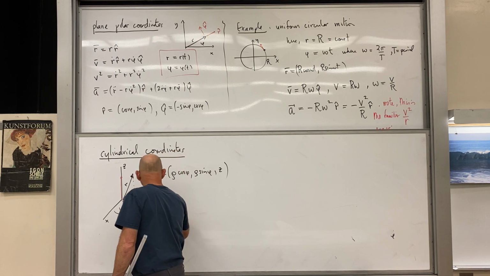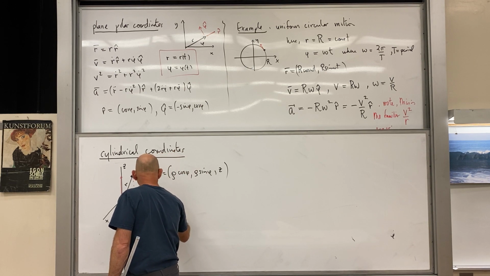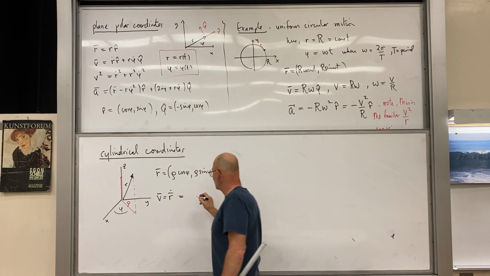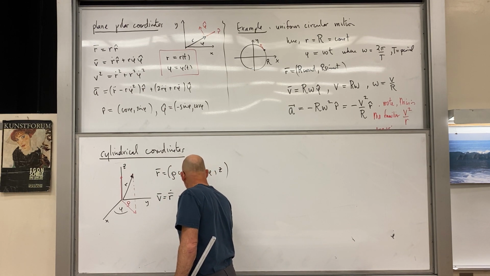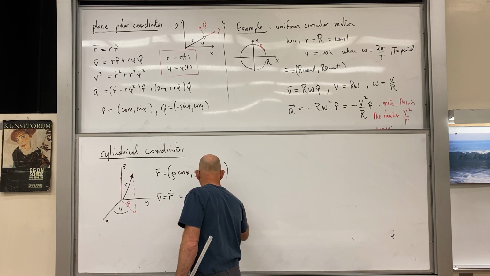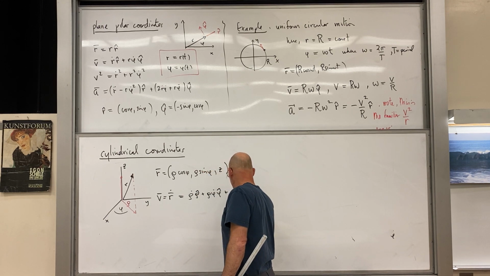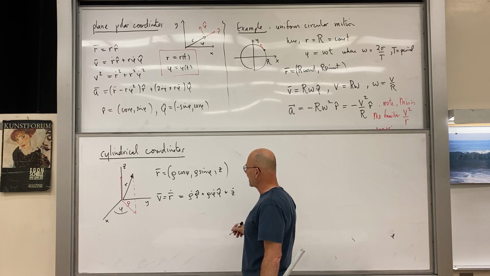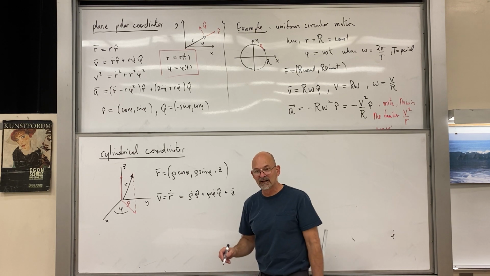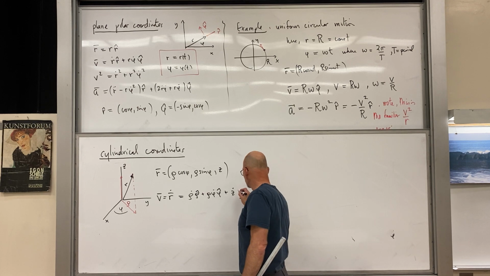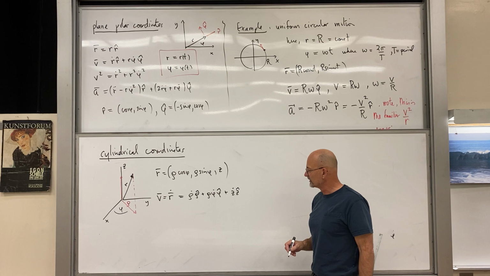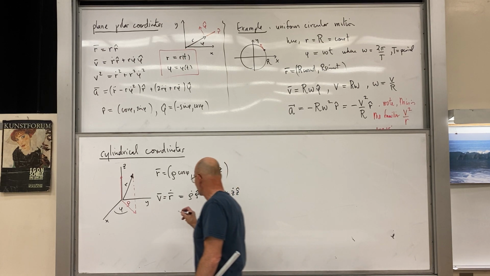The velocity, which is R dot, we've already done all the work, really. It's going to be rho dot rho hat plus rho phi dot phi hat plus z dot. And I can either say z hat or k hat. One's as good as the other. I'll go ahead and write z hat for the unit vector in z direction. So let's go ahead and define these things.